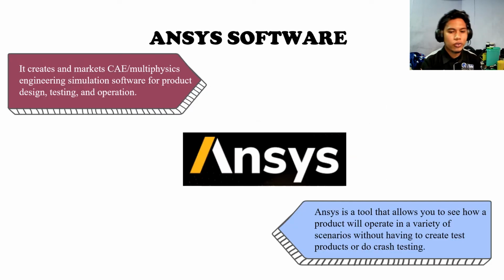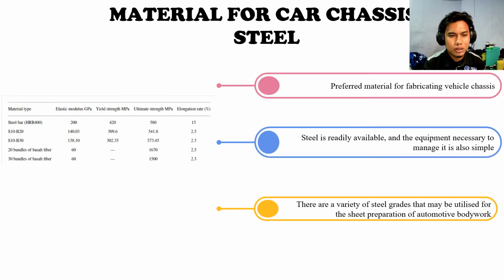And for the ANSYS software, it creates and markets CAE or multi-physics engineering simulation software for product design, testing, and operation. ANSYS also is a tool that allows you to see how a product will operate in a variety of scenarios without having to create a test product or do crash testing. And for the material for car chassis, the first material is steel. Steel is a preferred material for fabricating vehicle chassis. Steel is readily available and the equipment necessary to manage it is also simple.